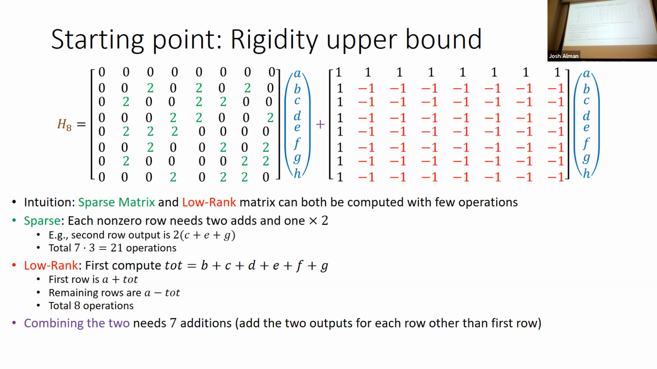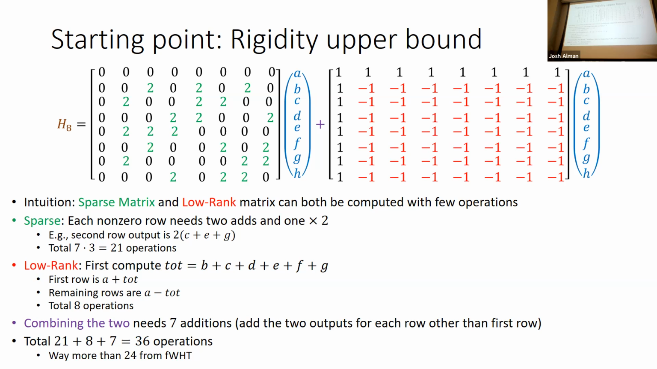So we have these results, and for each row, we have to add the 2 results together. For the top row, we don't need to do anything because we already had all zeros for the first part. So we're just adding 0 to something. But for each of the other 7 rows, we have to add the result of the first matrix plus the result of the second matrix. So we get 7 more additions. So in total, we get 21 plus 8 plus 7, which is 36 operations to compute H8 times a vector. And this is way more than 24, which is what we're trying to beat.